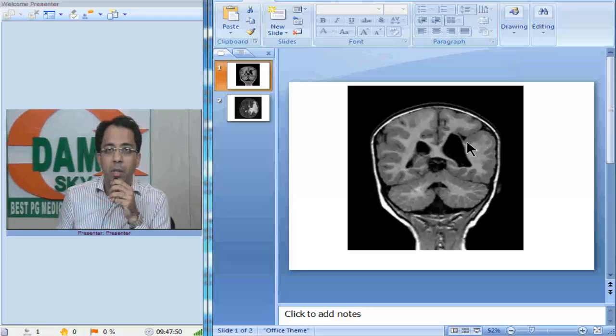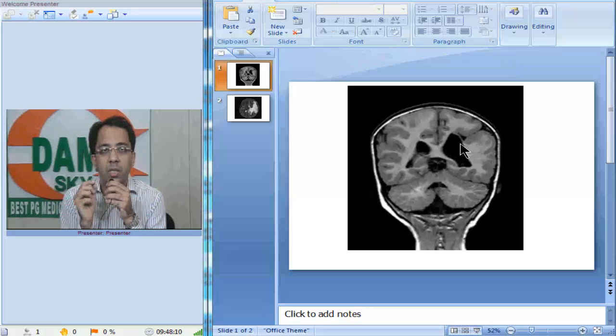This is the ventricle, gray matter, white matter, gray matter. What do you see? Is there any finding? Now if you take a careful look, you will see a gray matter lined cleft extending from the pial surface to the ependymal surface.